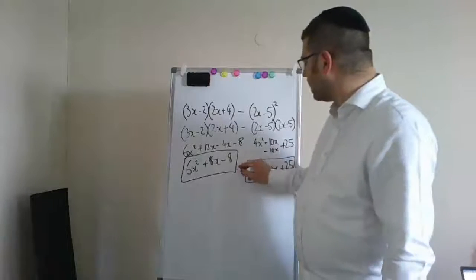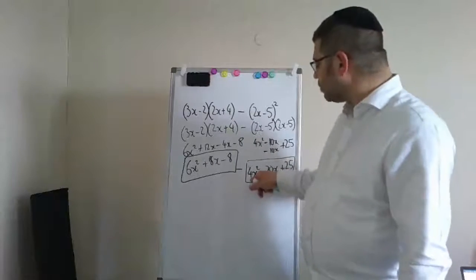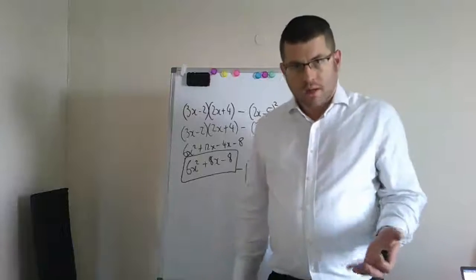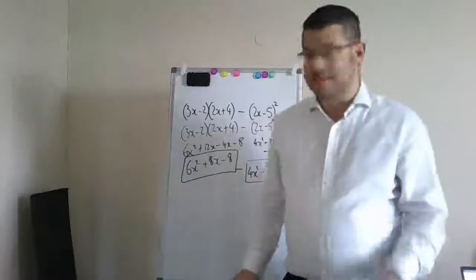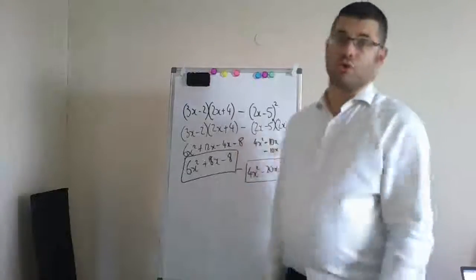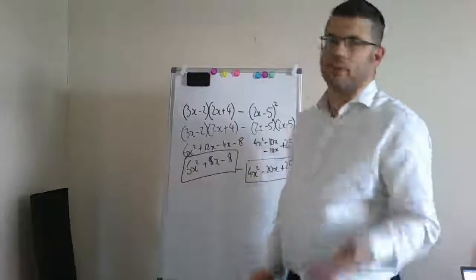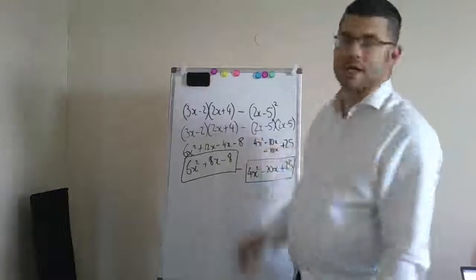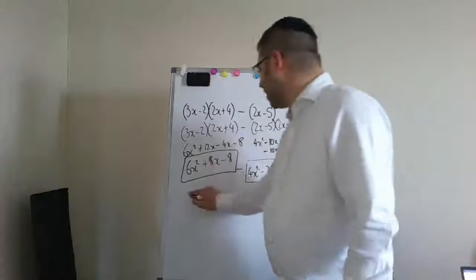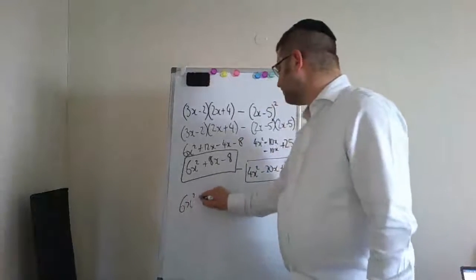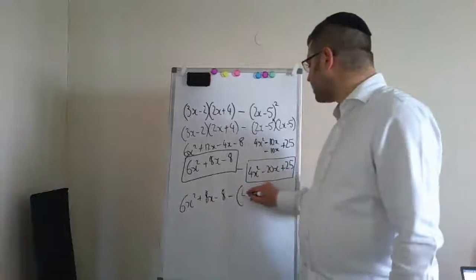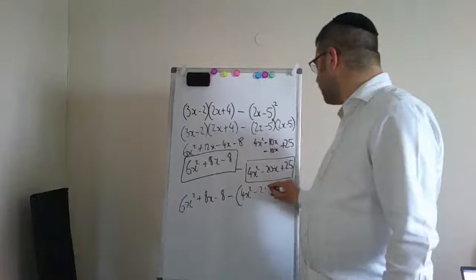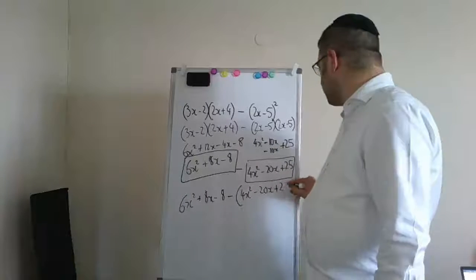Otherwise, if you just stick a minus like this, the way a minus works, it only minuses what's directly after it, unless you put brackets. So if you don't use brackets, you're basically just minusing the 4x squared, which is only one portion of this. So that's problematic. So you write this out as 6x squared plus 8x minus 8 minus brackets 4x squared minus 20x plus 25.